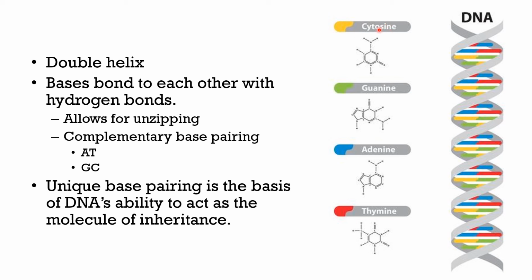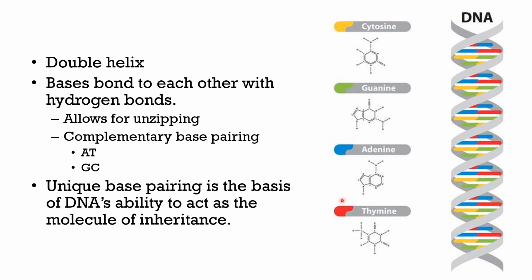So cytosine and guanine will bind to each other. So if you see the yellow and the green, they bind to each other always. You never will have a cytosine binding with a thymine or an adenine. It only binds with guanine. Adenine and thymine will bind together. Okay, so you will always see the red and the blue together.